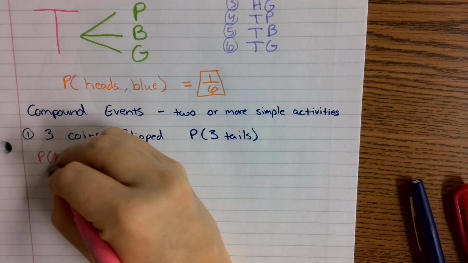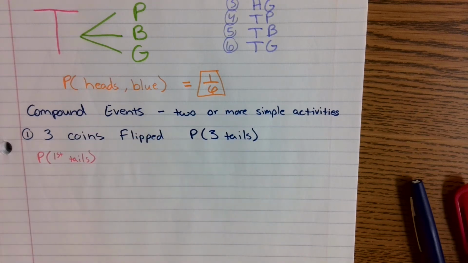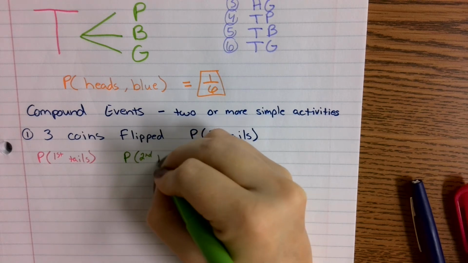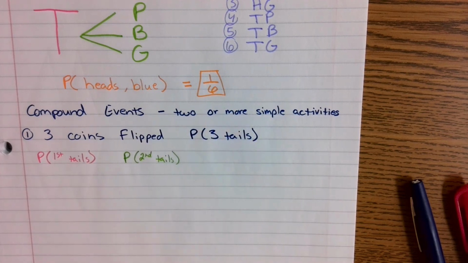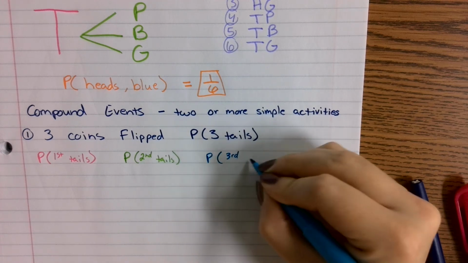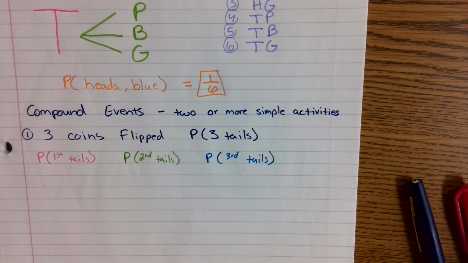So I want the probability that the first is going to be tails. Then I want the probability that the second is going to be tails. And then the probability that the third is going to be tails. So what's the probability that the coin's going to land on tails?